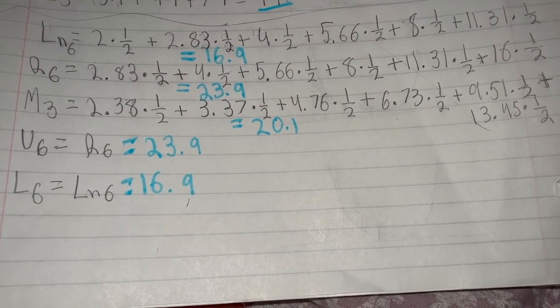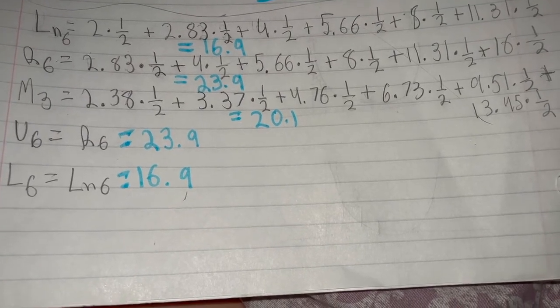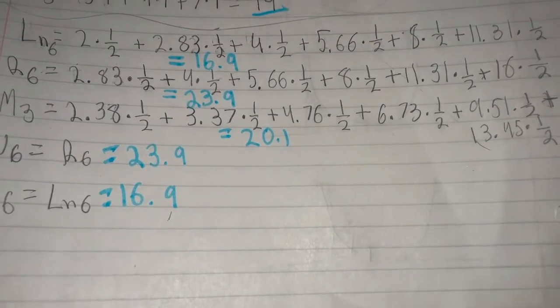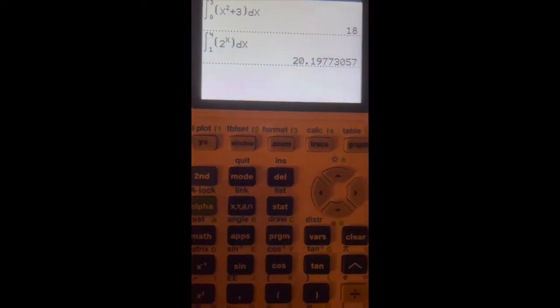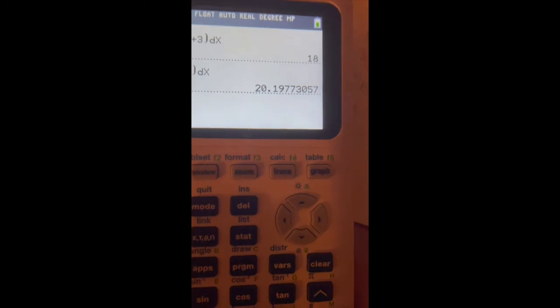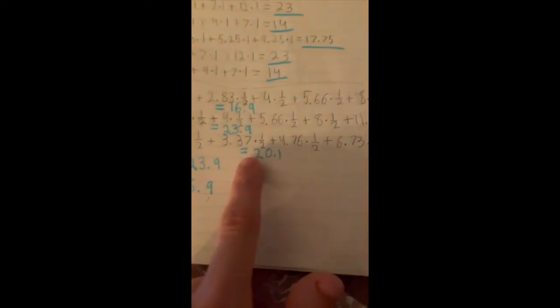So for the second problem, our left and lower Riemann sum are going to be 16.9. For our right and upper Riemann sum, it's going to be 23.9. And for our midpoint Riemann sum, it's going to be 20.1. So from plugging e to the x into the calculator from 1 to 4, I found the exact definite integral is 20.1977, which is the closest to our midpoint sum, 20.1.